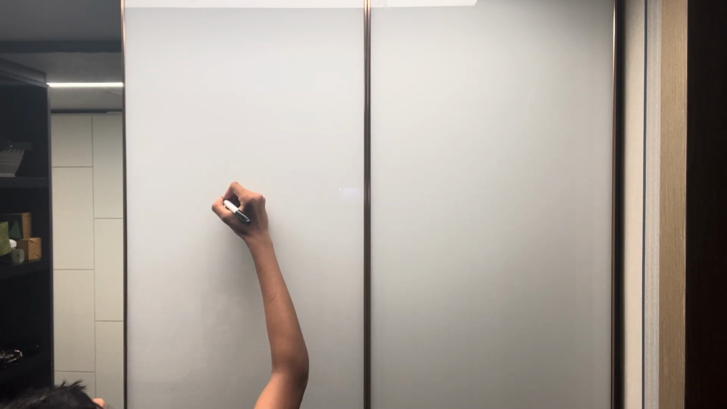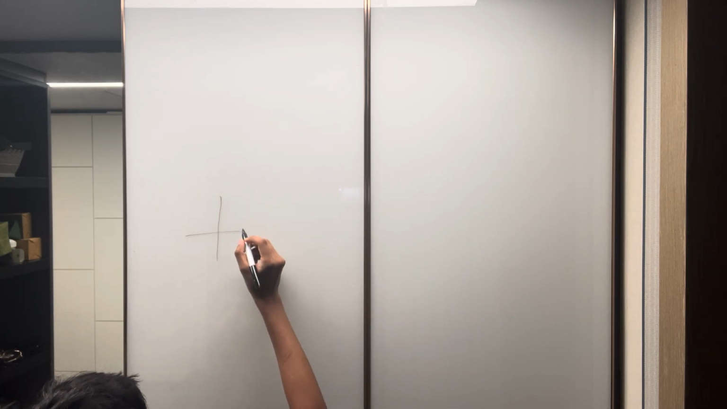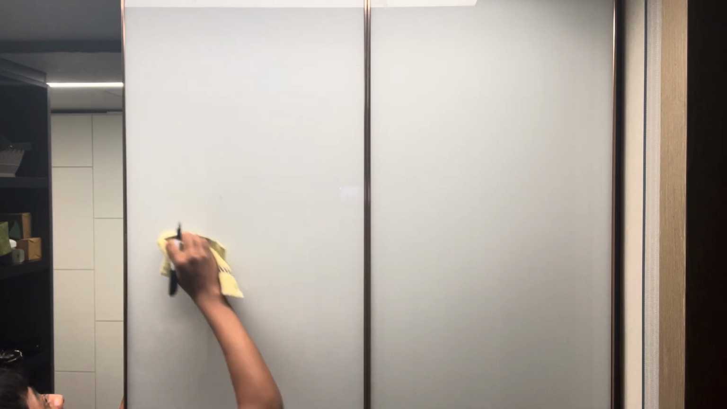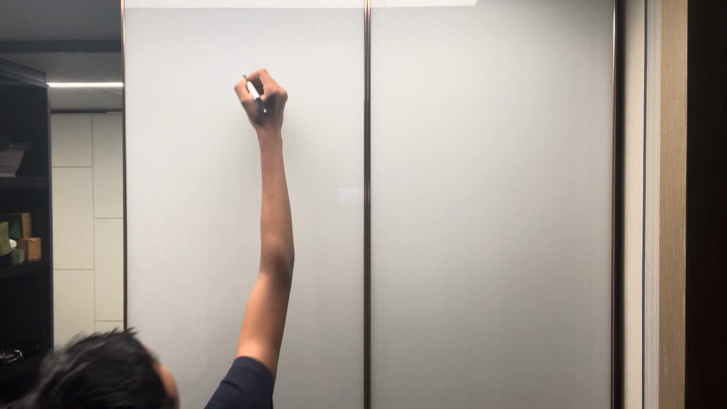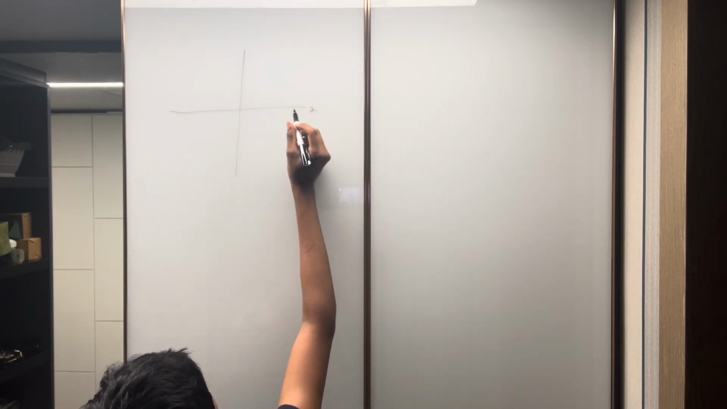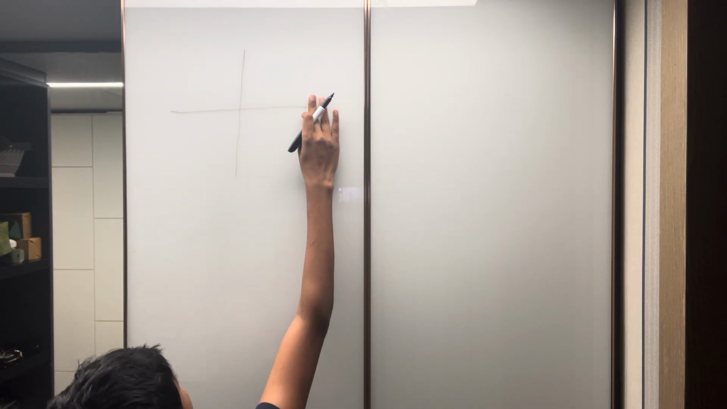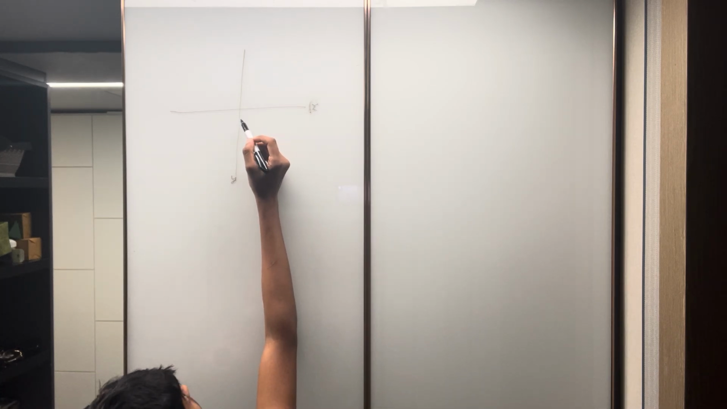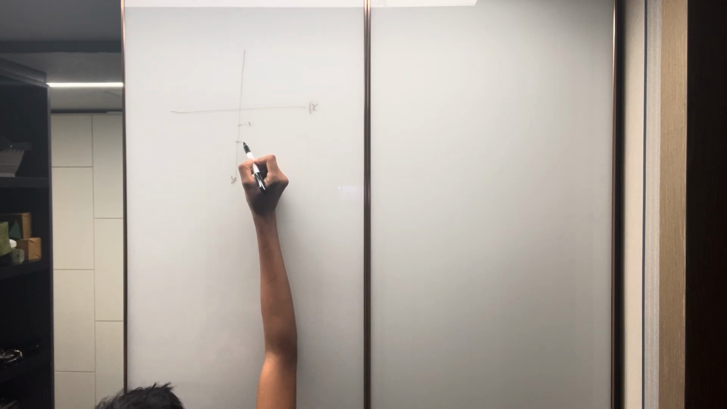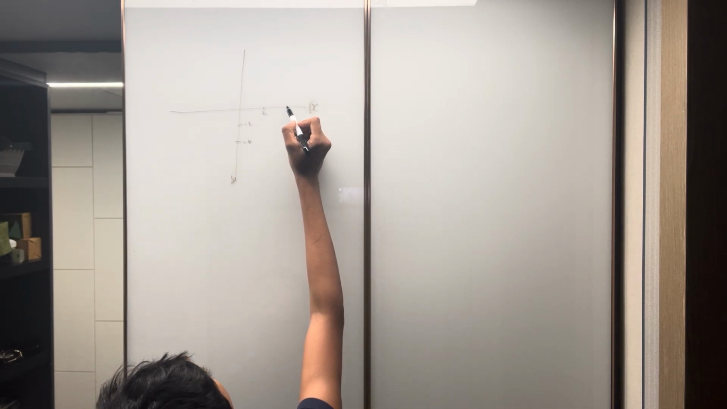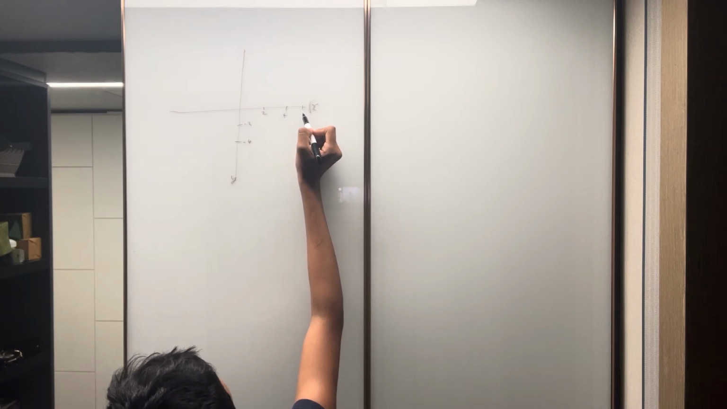Now, again we'll draw the x and y axes. Suppose here we have -2 and here -4, and here is 2, 4 and 6.